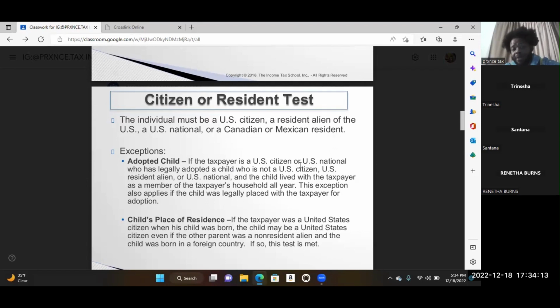This is all going to have paperwork. If a child is adopted, there's paperwork that goes with the child, and you ask for that. If they do not have that, you cannot sit there and claim you adopted a child. That's called a lie, and you're going to receive a $500 penalty.